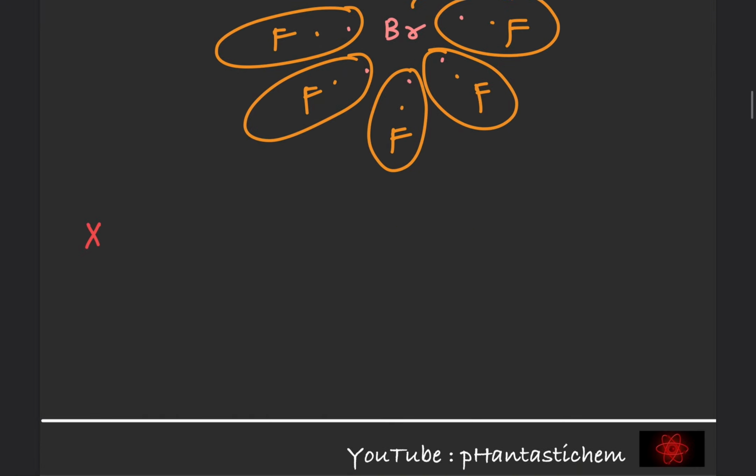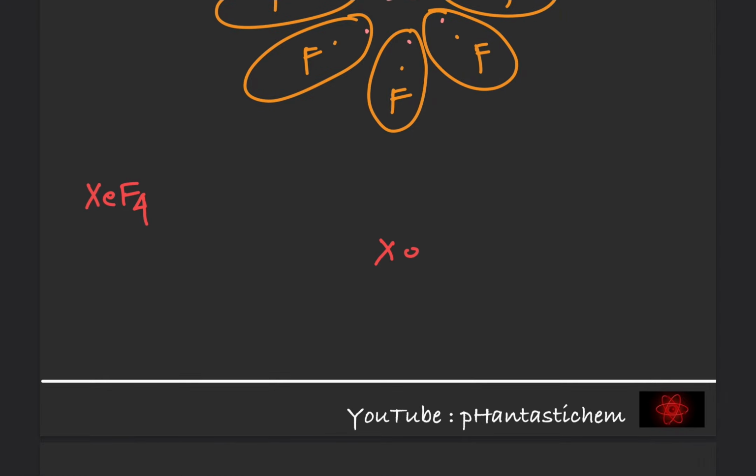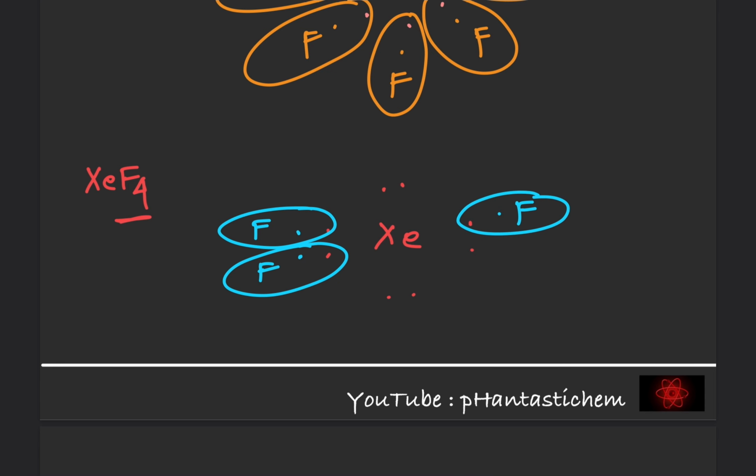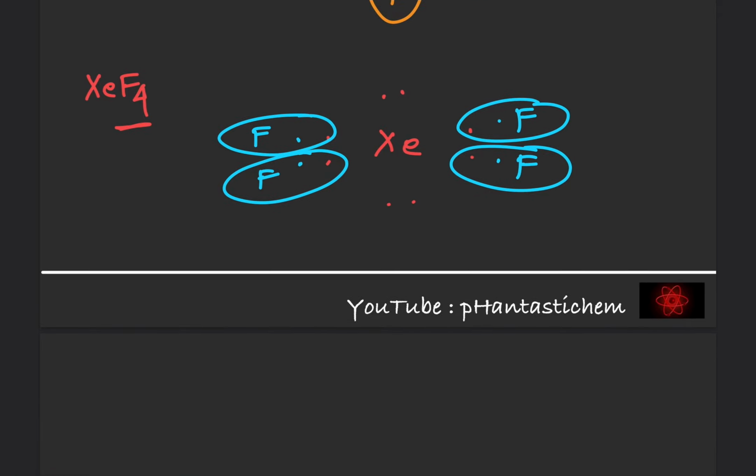And the next one is XeF4. So xenon has 8 valence electrons, 1, 2, 3, 4, 5, 6, 7, 8. And there are 4 fluorine atoms surrounding it. So it shares one electron with each fluorine atom, 1, 2, 3, 4. So therefore you can see the central atom has 2 lone pairs.